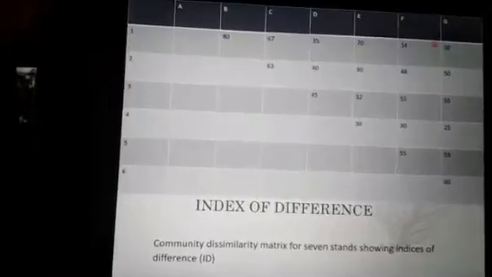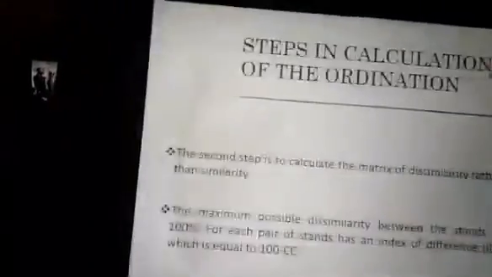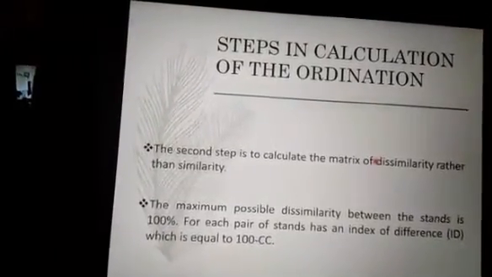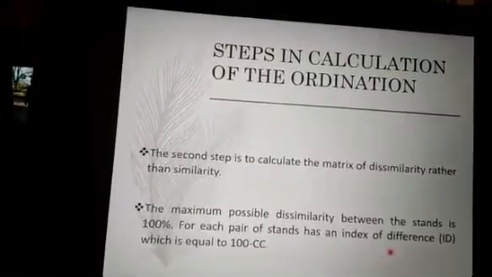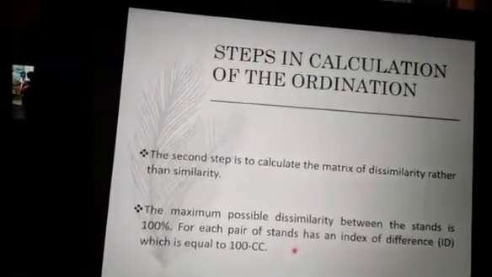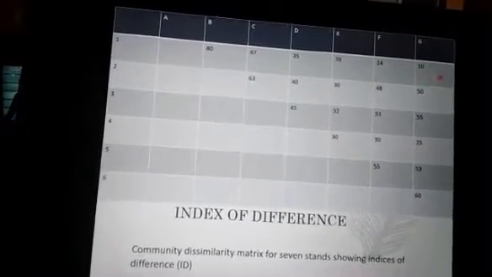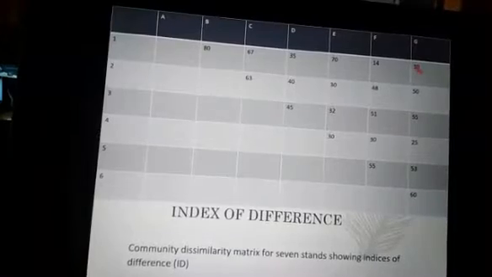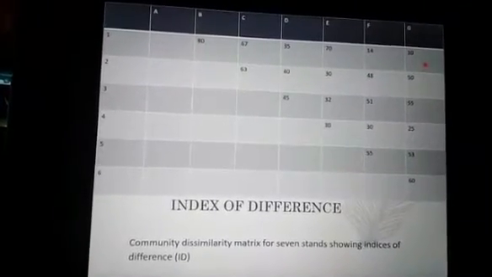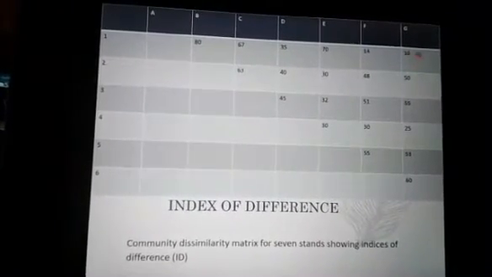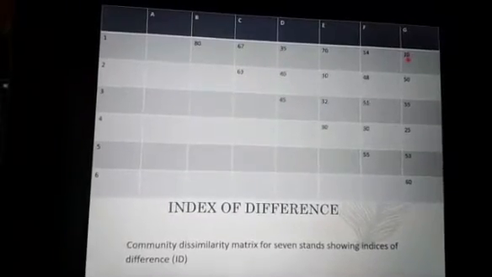Remember, here we had 90, now we have 10, because we're saying that for each pair of stands the index of difference is equal to 100 minus the CC value. So when you look closely here, we had 90, now we have 10, which means it's 100 minus the CC value. The CC value was 90, so it's 100 minus 90, which leaves us with 10.